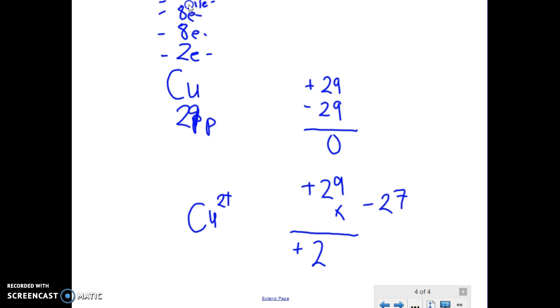The only way it can go from having 29 electrons to 27 electrons is if it lost 2 electrons to something else. The copper began as a neutral atom, but it became a 2 positive charge because it lost 2 electrons.